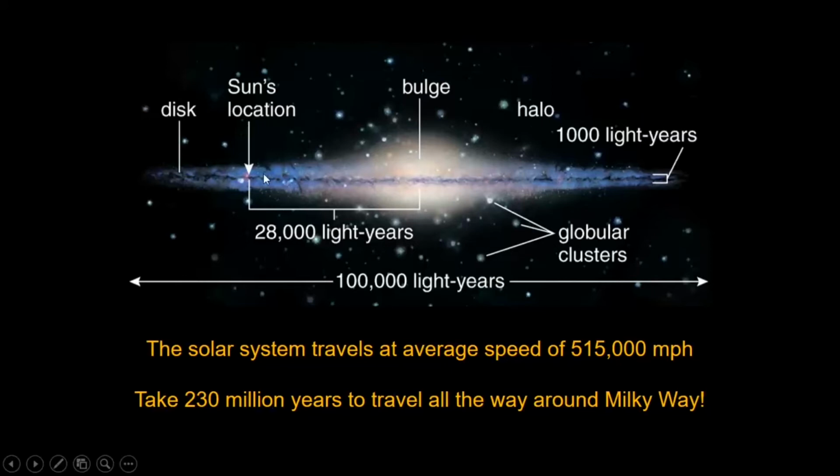And our own solar system travels at roughly 515,000 miles per hour. So taking that speed, it will take 230 million years to get all the way around the Milky Way.